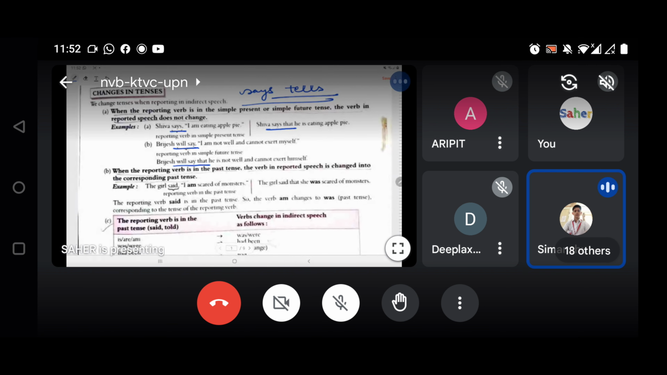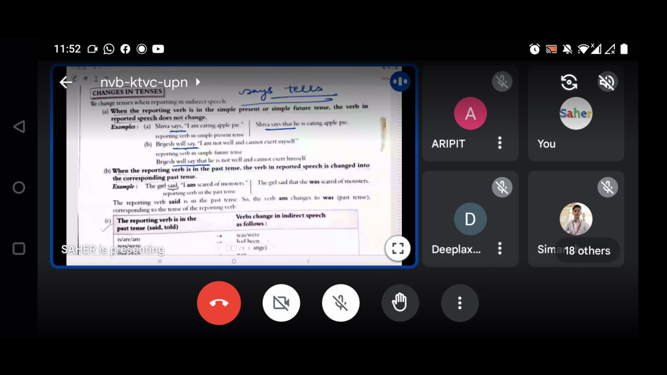Yes, ma'am. So it is not going to be changed.